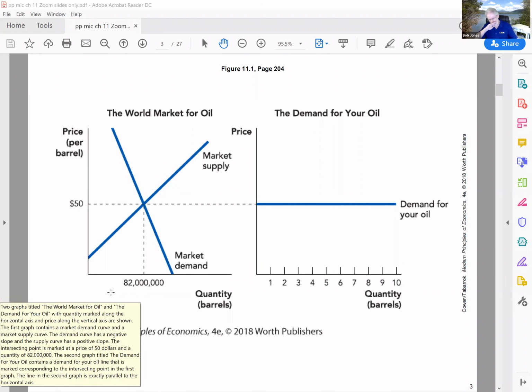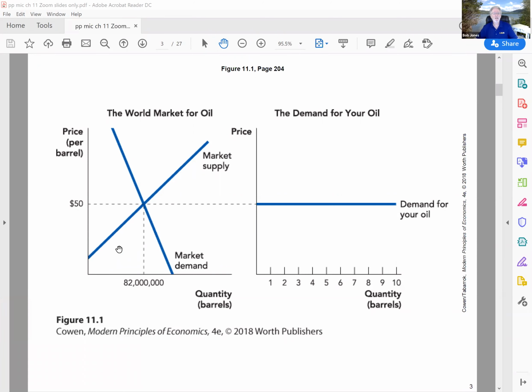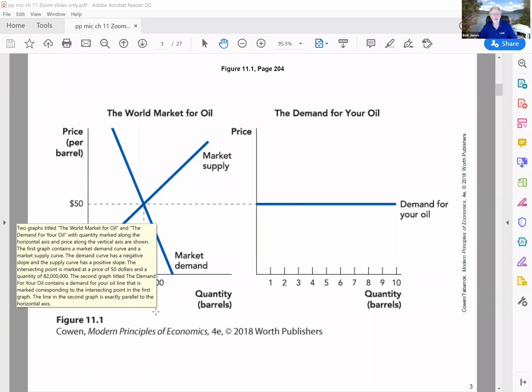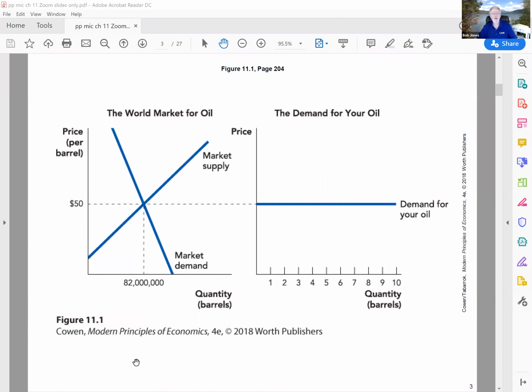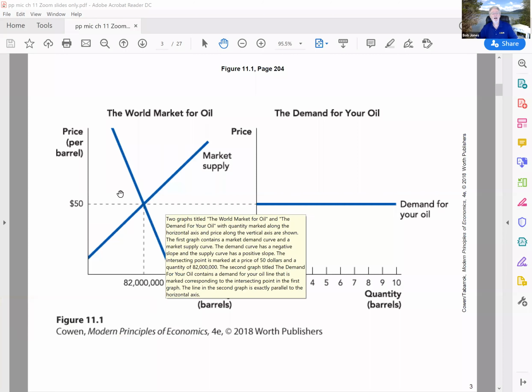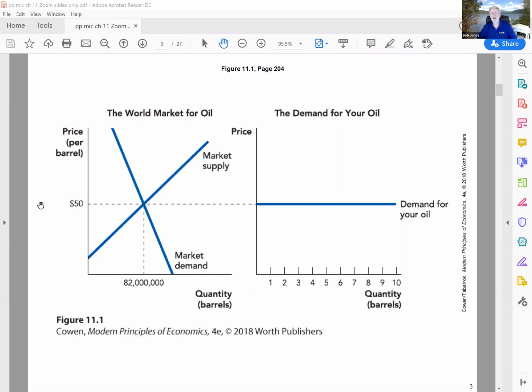So here we have a competitive market. In total, producers are producing 82 million barrels. And in total, at this price, consumers want that quantity. That's the market situation. For the individual firm, they say, well, I'm tiny. I have to charge the market price. And as long as I do, I can sell as much as I want to sell. So the individual firm says, I face a completely horizontal demand curve.